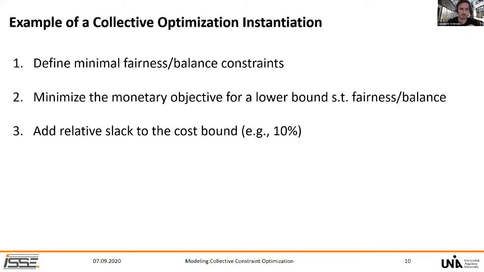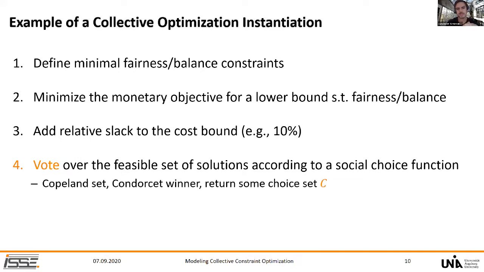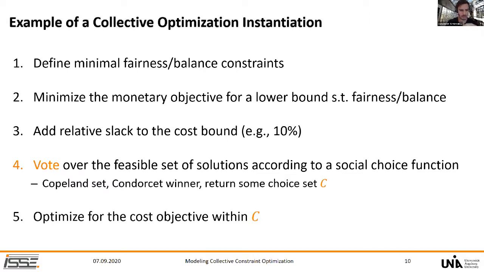And now comes an interesting part. Now we want to vote over the feasible set of solutions that's given subject to the fairness constraints and subject to the cost bounds that we just discovered. And now we want to calculate things such as the Copeland set, a Condorcet winner within the boundaries that we just got. I'll talk about how this could work in MiniZinc in a minute. And finally, when we have some choice set C of socially acceptable candidate solutions, we again optimize for our monetary overall cost objective.